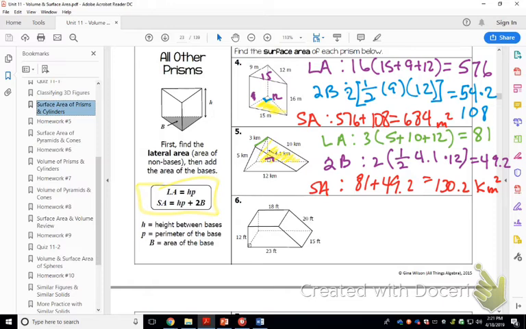All right, so number 6. What's the base on 6? Trapezoid, right? Wait, what's the shape? It's a trapezoid. See it? So this is a trapezoidal prism.